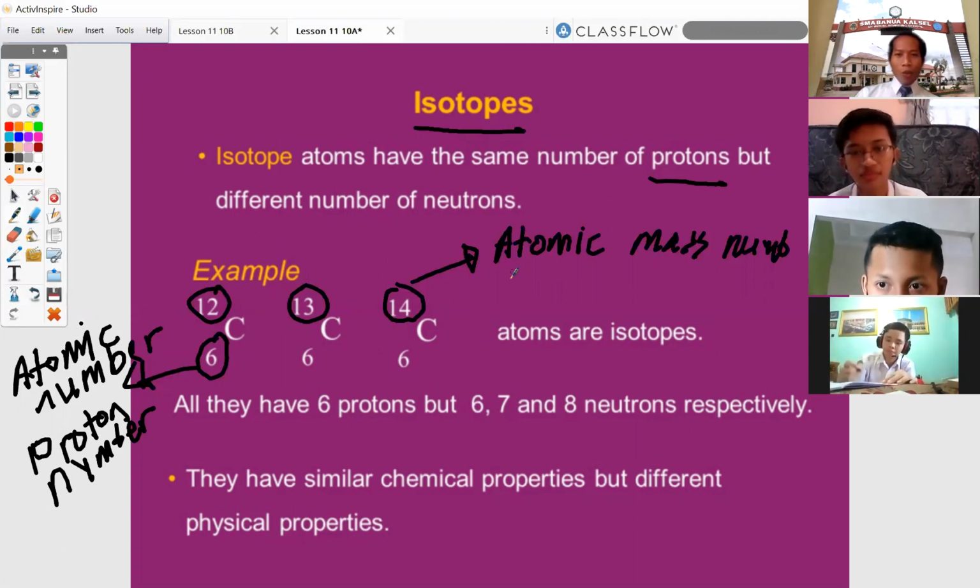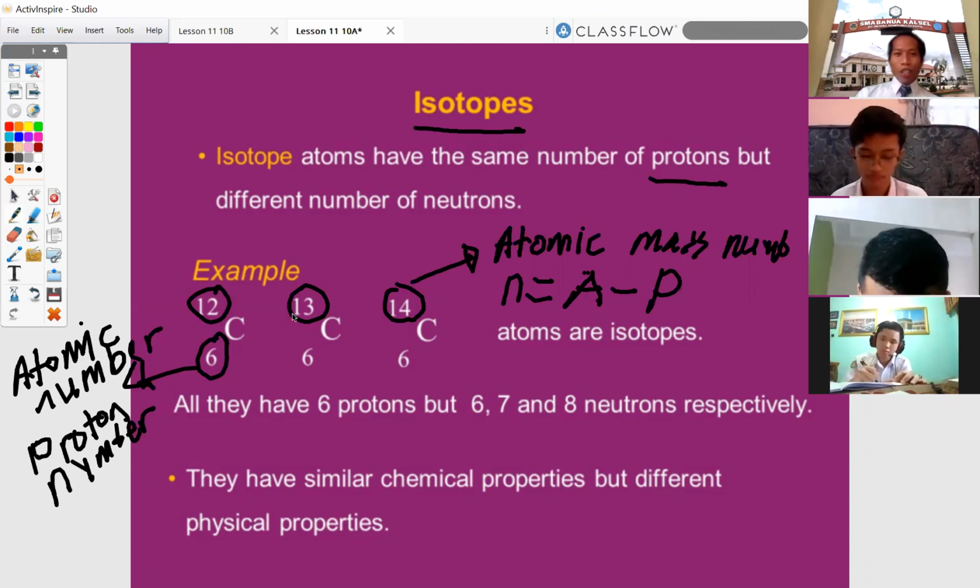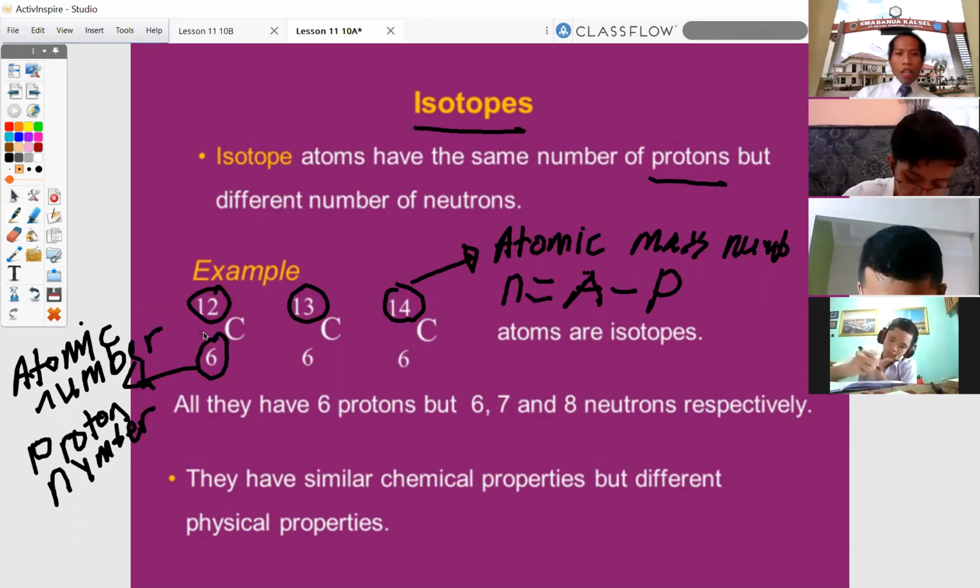So neutron will be equal to what? Atomic mass number minus atomic number. A minus B, isn't it? Atomic mass number minus proton number. So the number in the upper part will be subtracted by the number in the lower part. So let me put this in the middle. Let me use a different color here. Green. So what is the number of neutron here?